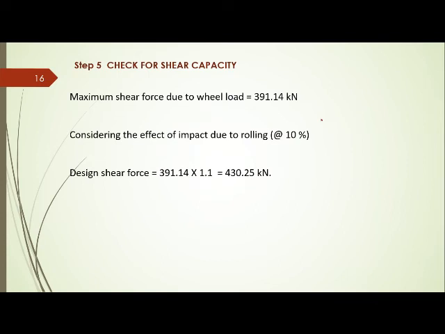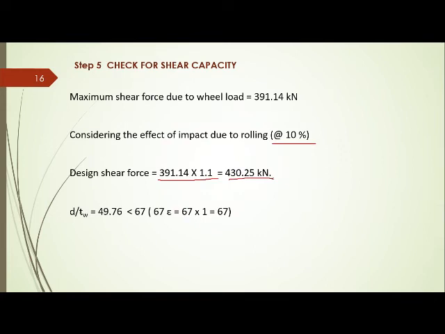Maximum shear due to the wheel load we have calculated is 391. Now we have considered impact here as 10%. Why have we taken 10%? If we consider a hand operated crane, we have to consider 10% impact value. If it is an electrically operated or mechanized crane, we have to take 25%, so it will be multiplied by 1.25. Here we have multiplied it with 1.1, and we have got the shear which is occurring due to the movement of the crane girder over the gantry girder.